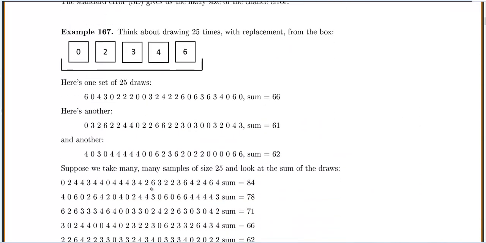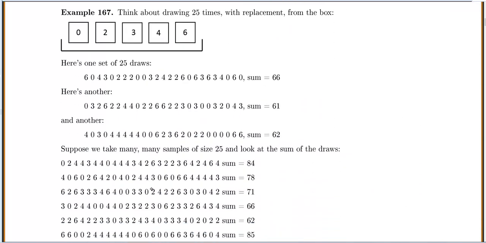So for this example, let's think about drawing 25 times with replacement from the box 0, 2, 3, 4, and 6. Here's one set of 25 draws. I just randomly drew out 25 numbers, and I got a 6, then a 0, 4, etc. And the sum, when I was done, was 66. Here's another draw. Now I got a 0 first, then a 3, then a 2, and a sum of 61. And another draw, I got a sum of 62. Notice that my sums were changing each time.